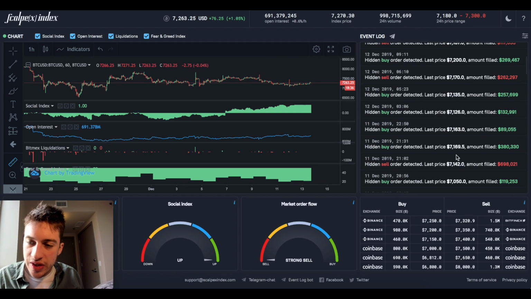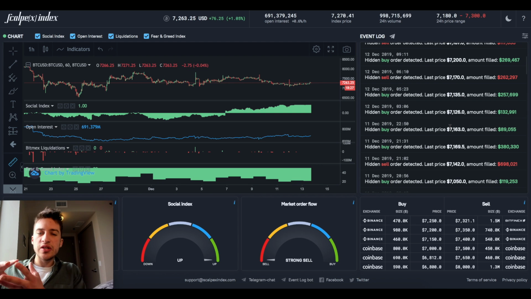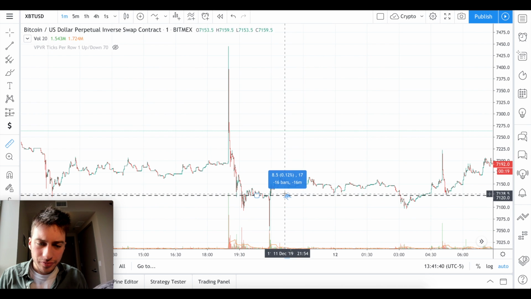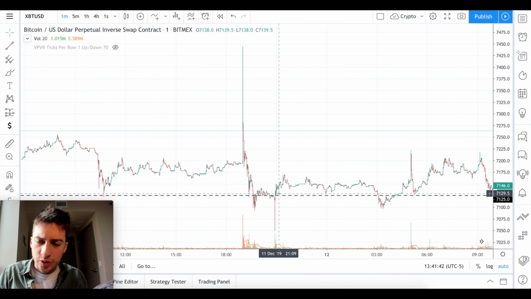Another one that we see is just a series of iceberg bids, 11th of December, 21:00 to 5 a.m. We just see all iceberg bids. When you see a series of just iceberg bids over and over and over again, that's quite bullish to me. Beginning 11th of December at 21:00, so really beginning here, 21:00 to 5 a.m.